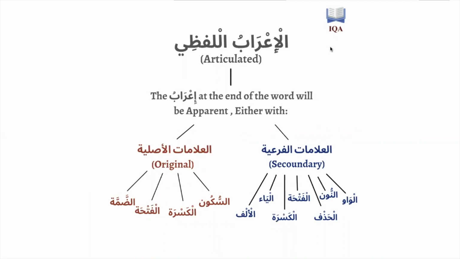Alhamdulillah. In this video, we're going to start talking about I'rab al-Lafzi in more detail. So the I'rab al-Lafzi is the articulated I'rab, and this is when the changing that you're seeing at the end of the word is going to be apparent. You're going to be able to see it. And this changing is either going to happen with al-alamat al-asliya, the original signs of I'rab. So for raf', dhamma, for nasb, fatha, for jar, kasra, for jazm, sukun, or it is going to happen with the secondary signs for certain nouns or verbs. And we're going to see what this means.